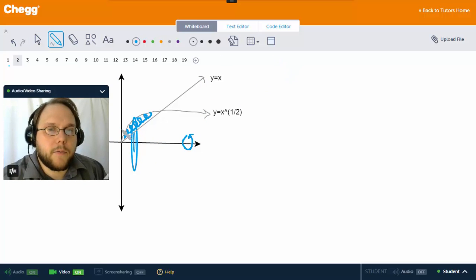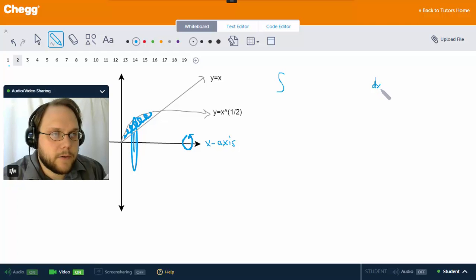So let's get started and set up our integral. We're making cuts perpendicular to the x-axis. The x-axis is right here. That means that we have to integrate with respect to dx. So we'll integrate, and we'll have our dx over here.